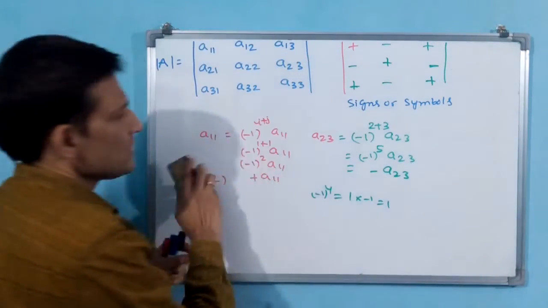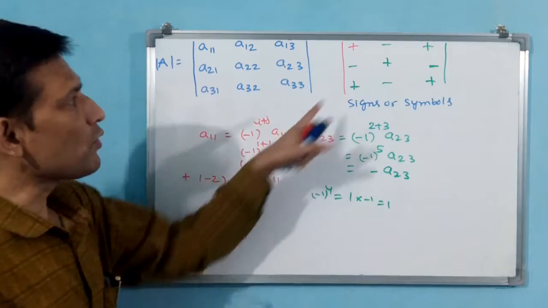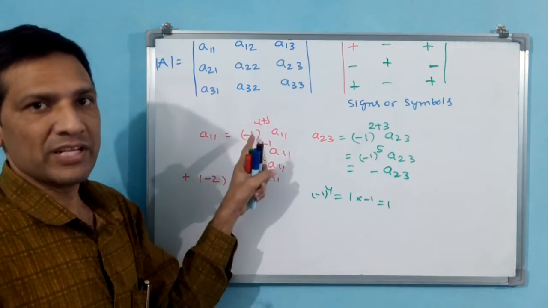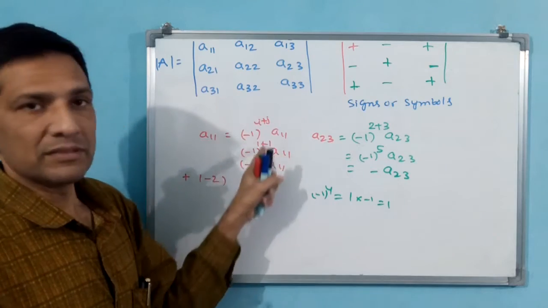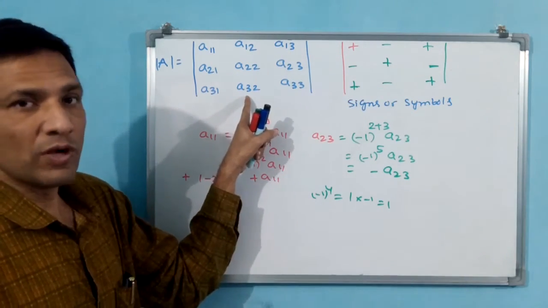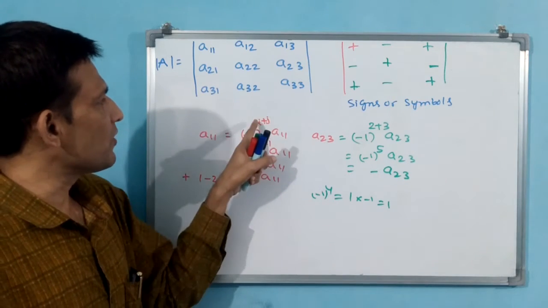Okay. Now you have seen how a symbol has come. Why you have to take a plus: minus 1 whole to the power of i plus j, i is 1, j is 1. That is why plus has come. Here minus has come. Why? Because A32 means minus 1 to the power of 3 plus 2.